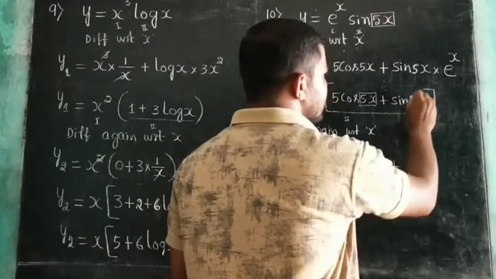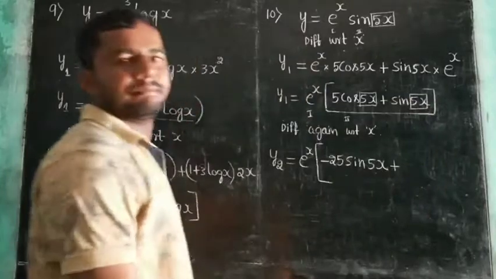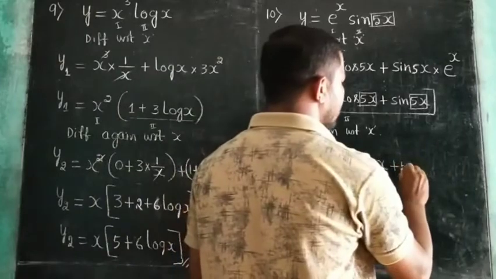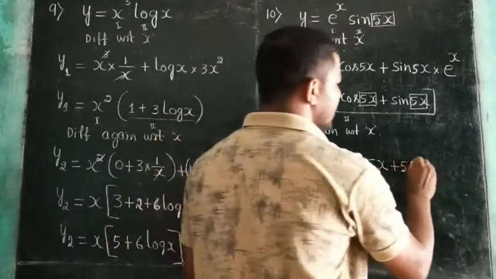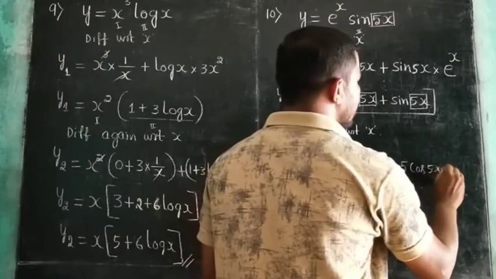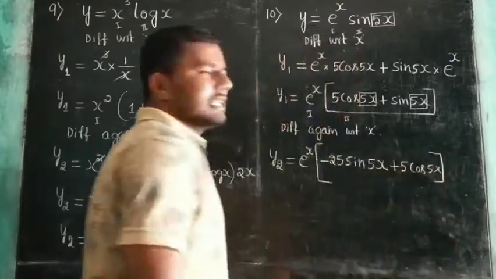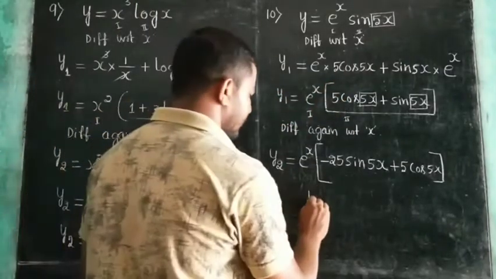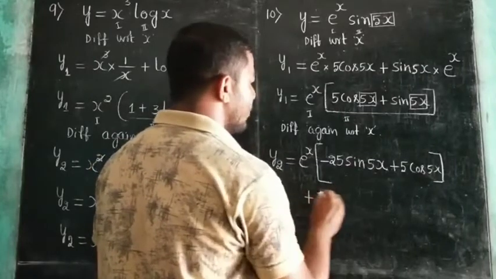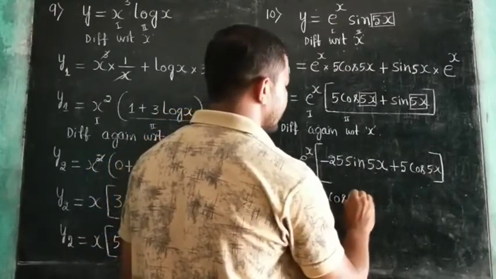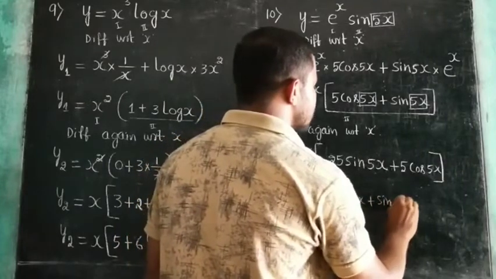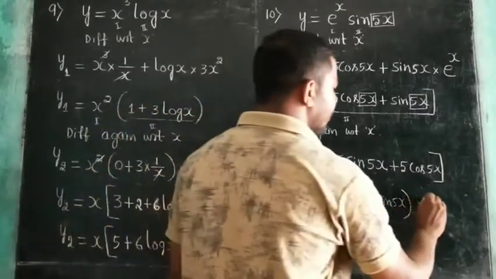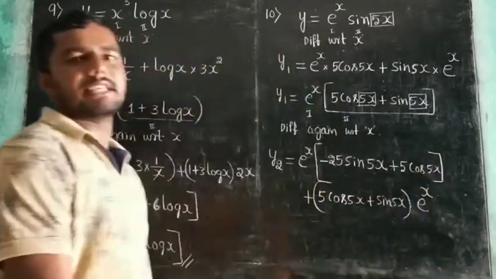Plus, once again this one is called dabba. What is the derivative of sin dabba? Cos dabba into d by dx of dabba, and d by dx of dabba is 5, so 5 cos 5x. It is keeping the first function as it is and writing the derivative of the second function, plus keeping the second function as it is, 5 cos 5x plus sin 5x, and writing the derivative of the first one. The derivative of e power x is e power x itself.